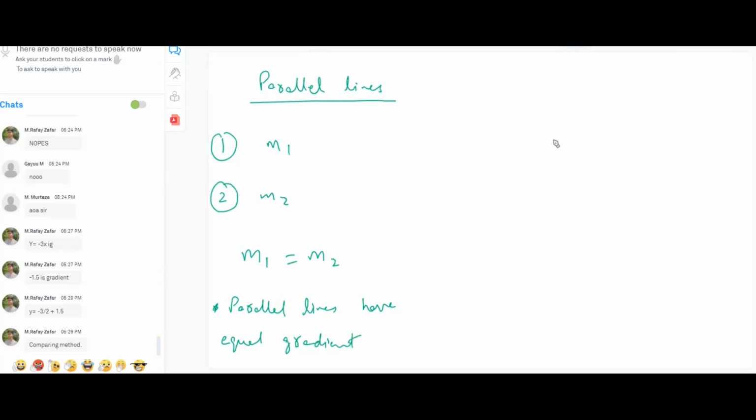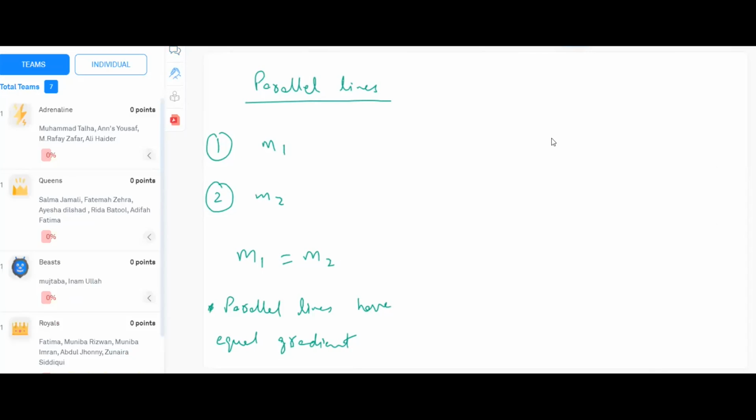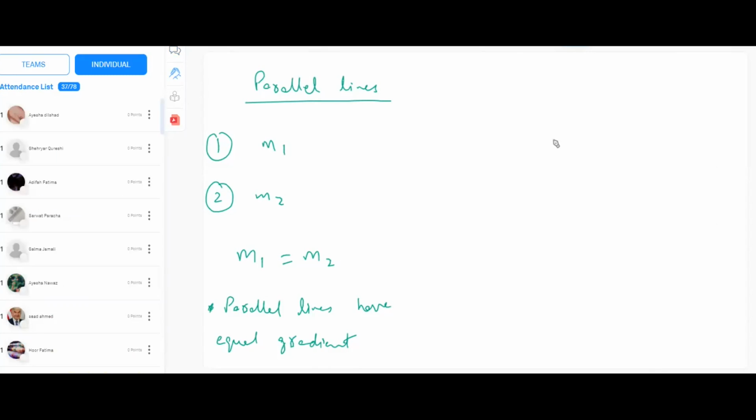Okay, acha, let's think about another thing now, and that's the last thing that we're going to do for today, and that's perpendicular lines. That's something that confuses a lot of people. So let's do that quickly. What happens in perpendicular lines?